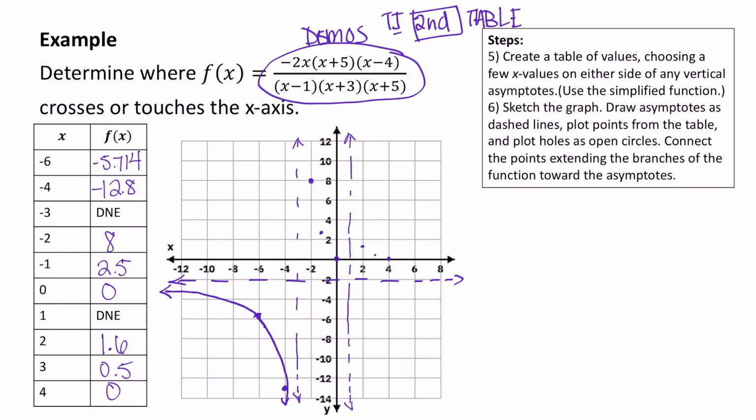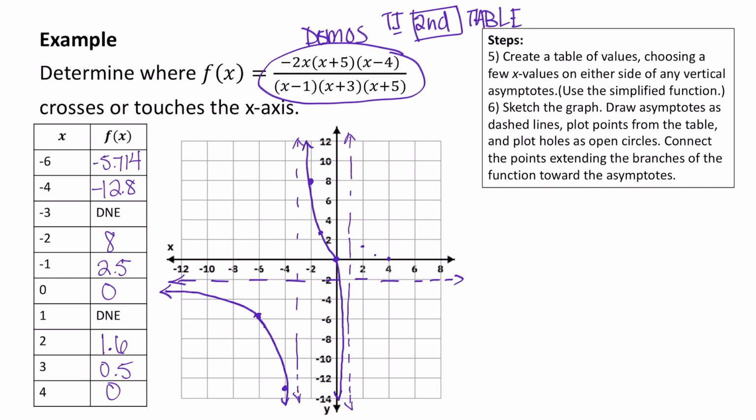And then we have the points -2.8, -1, 2.5, 0, 0. And then at 1, it doesn't exist. So we're going to have this second piece that kind of goes like this, because remember, it's just going to get really, really close to that vertical asymptote, but never cross it.